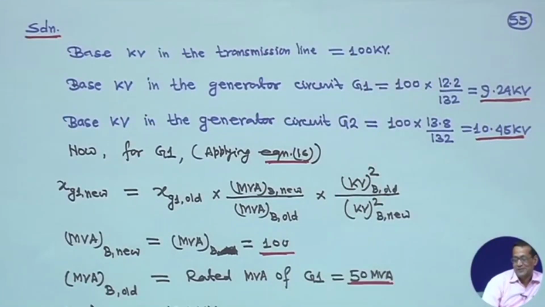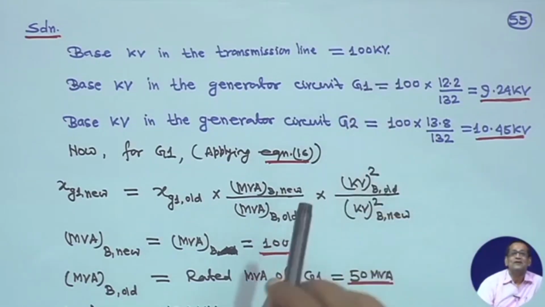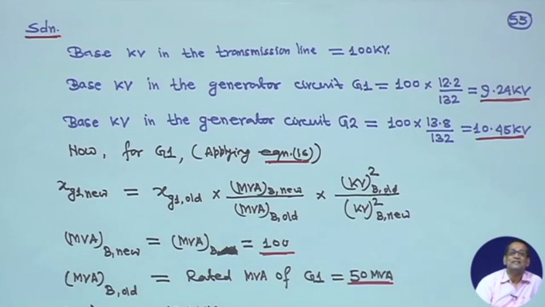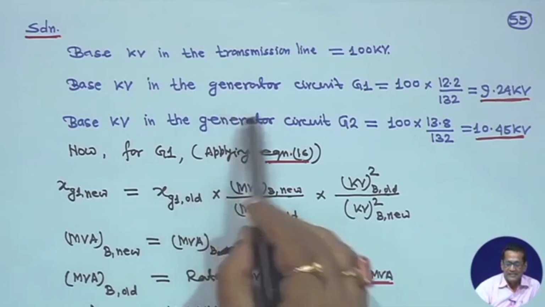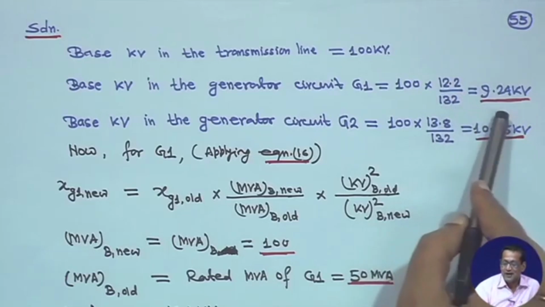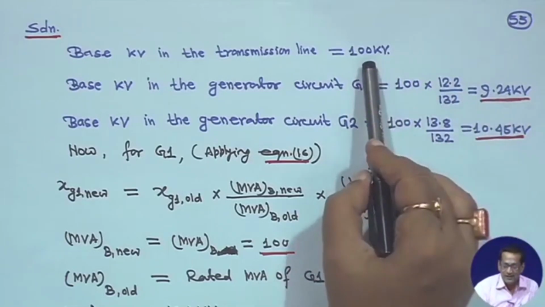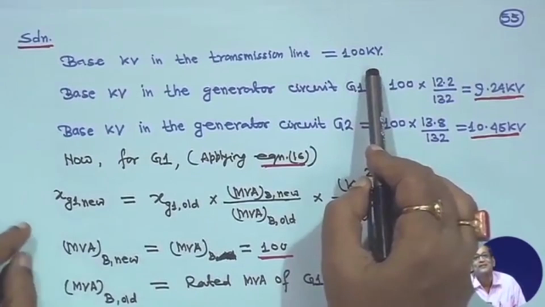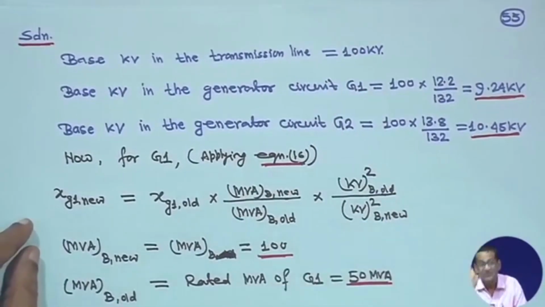Whatever base voltage you take, whatever answer you get in per unit, when you convert it to real units, you will see the same thing coming. I have taken 100 kV here; when you solve this problem, you can take the base voltage as 130 kV and solve it, and whatever per unit values you get, if you convert them into the real quantities you will find the same values. And the base kV in the generator circuit is then 100 into 12.2 by 132, so 9.24 kV. I have intentionally taken 100 kV for the transmission line such that I can show you all the transformation.